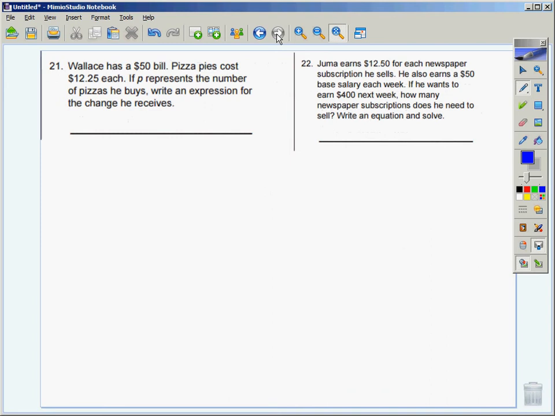Number 21, Wallace has a $50 bill. Pizza pies cost $12.25 each. Write an expression again, so this would not have an equal sign, to show the amount of change. So if I take $50 and I subtract $12.25 times each one of the pizzas that they bought, that would be my expression.